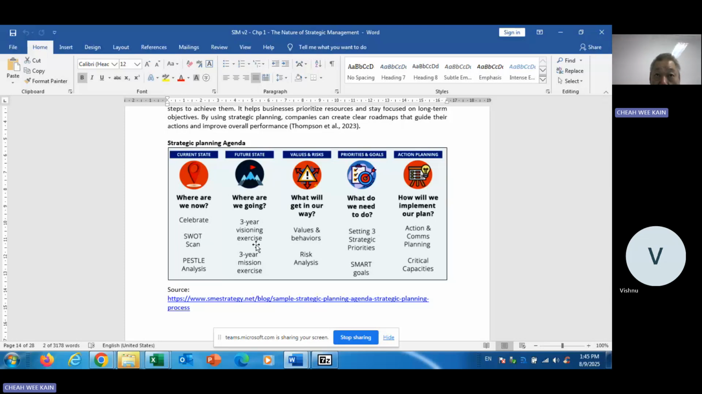So now, where are we going? Depending on resources, depending on the strengths and weaknesses and opportunities and threats in the market. Okay, now here comes the risk. We know where we are now. We know where we want to go to achieve profitability. What will hinder us, stop us? So therefore, you need to look at the risk.